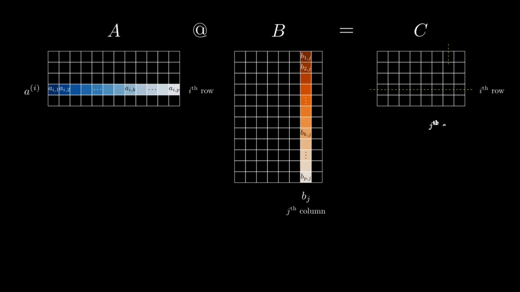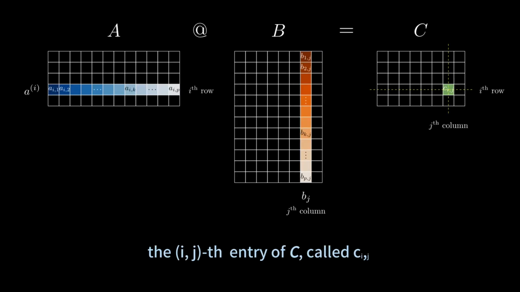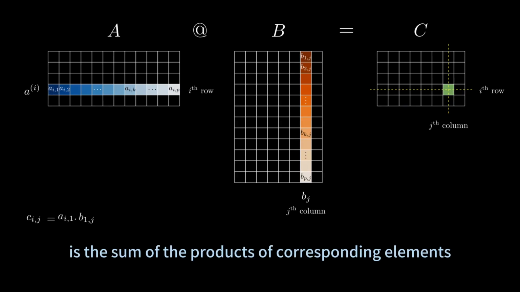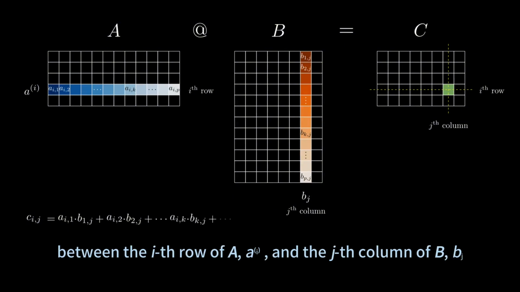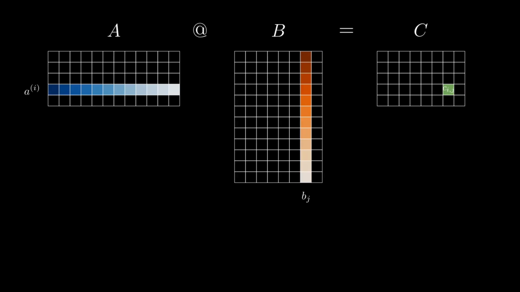Now let's see how to actually compute each entry of the matrix C, which is the product of A and B. The ij entry of C, called Cij, is the sum of the products of corresponding elements between the ith row of A and the jth column of B.